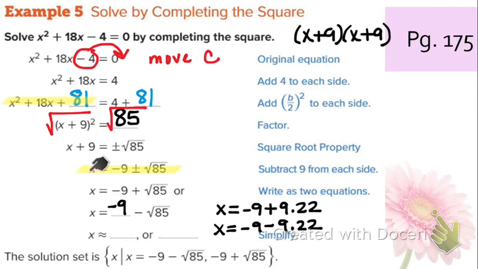Now, the exact answer is the best answer, because I had to round this since the square root of 85 is irrational. So -9 plus 9.22, what would that give you? 0.22? And what did you get for the other one? -9 minus 9.2 is -18.22. So these are your answers written as decimals, and this here is the exact answer.